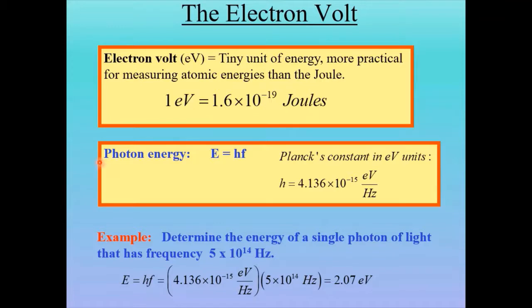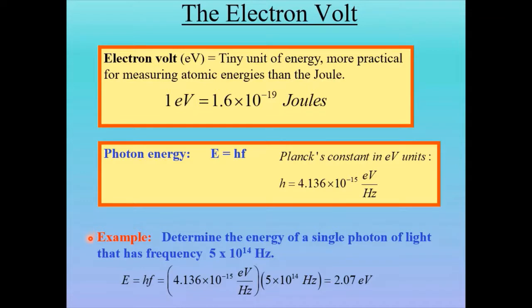Remember that Einstein told us that the energy of a photon, E, is equal to hf. And h, remember, is called Planck's constant. But Planck's constant has two values. One is for joules and the other is for electron volts. So we're going to use the electron volt version of Planck's constant. For our calculations, h is equal to this number here, 4.136 times 10 to the minus 15 electron volts per hertz. And this will become clearer when we go through an example next.